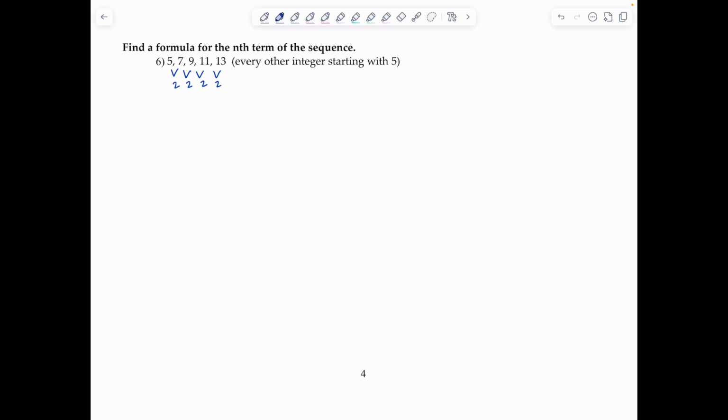So n to the first. So 2 is going to be the coefficient on n. So a sub n is going to be 2n and then plus or minus something. So how do you figure out how much to plus or minus? Well, you go, hey, this term right here, 5, that's the first term. So that means a sub 1 is 5.